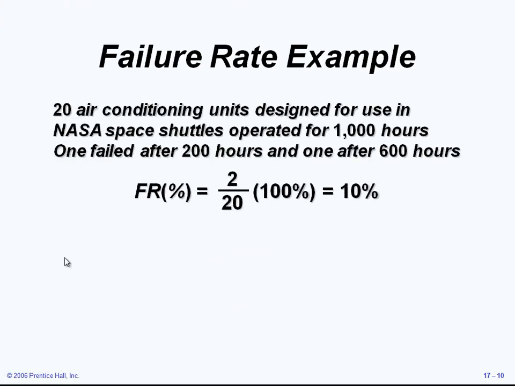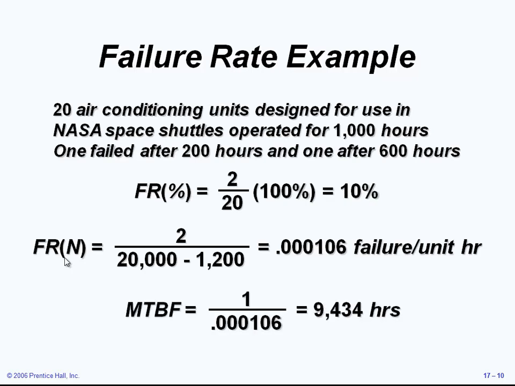To understand more, we go over an example. In this example, we have 20 air conditioning units designed for use in the NASA Space Shuttle, operated for 1,000 hours, which means that the total number of hours that those machines should operate is 20 times 1,000, and that equals 20,000 total hours. One failed after 200 hours and the other failed after 600 hours, which means that those two operated only 800 hours instead of the total of 2,000 hours.